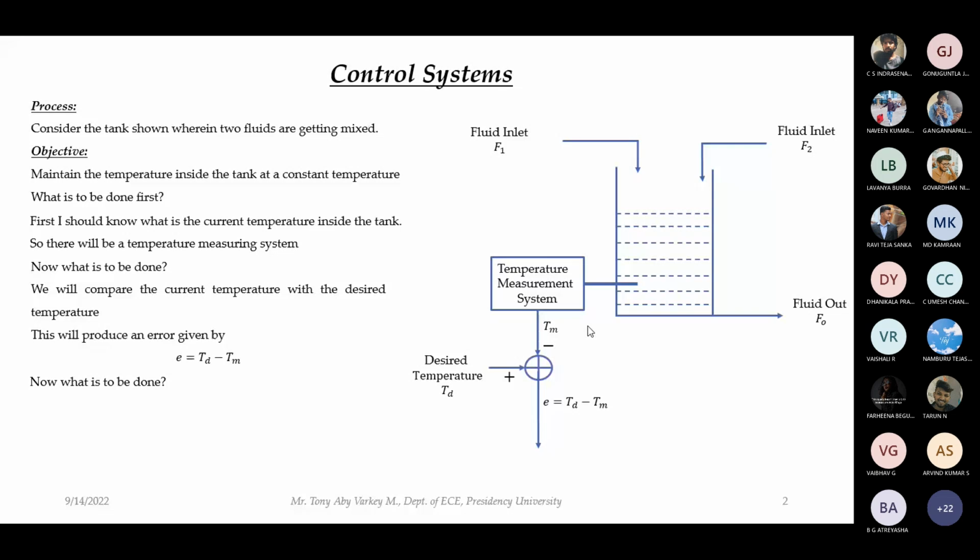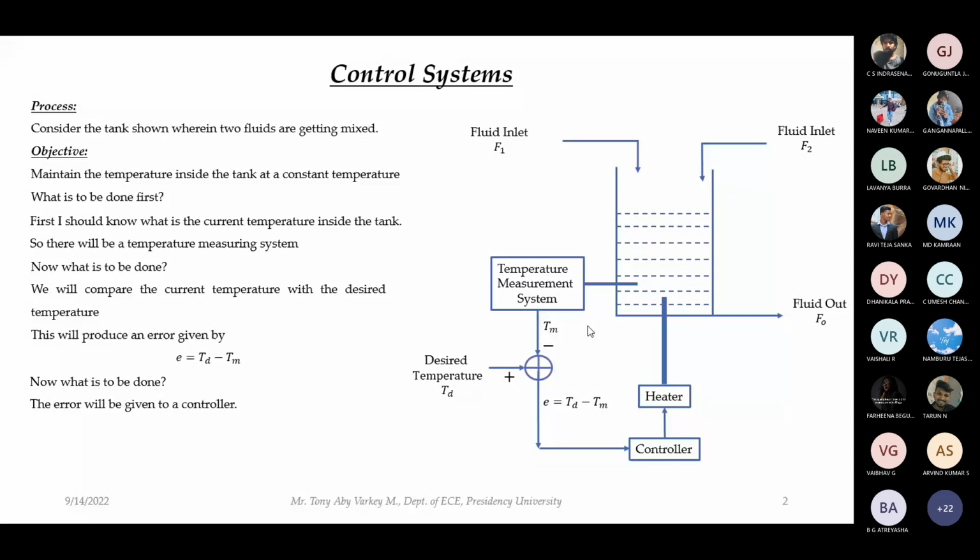So now what I will do is I will give this error to a controller. Now this controller will decide whether to switch on the heater or not. Is it clear? So if the error is positive, what will the controller do? Will it switch on the heater or switch off the heater? If the error is positive, what will be done? Error is positive means switch on.